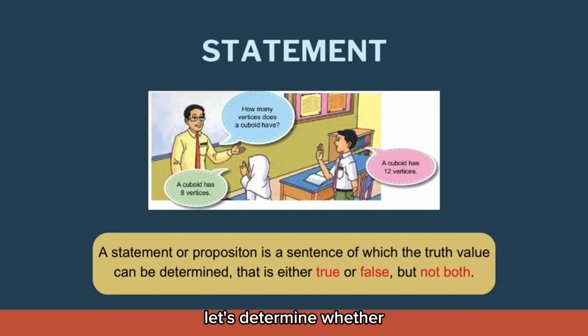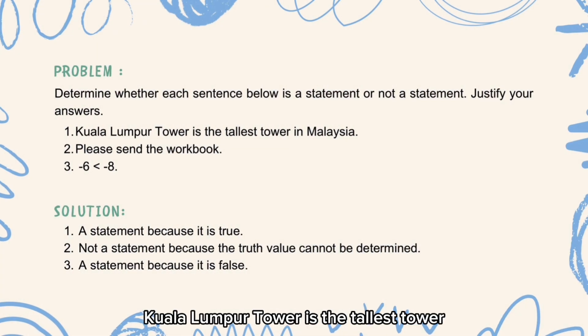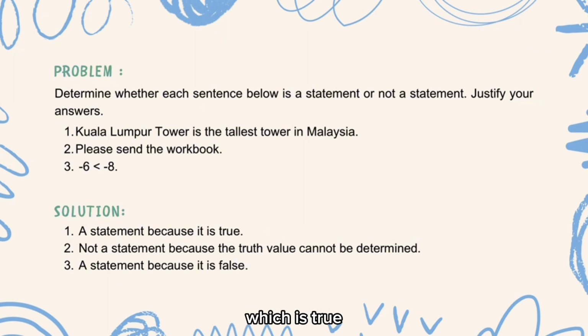Now, let's determine whether each sentence below is a statement or not, and justify your answers. For the first sentence, Kuala Lumpur Tower is the tallest tower in Malaysia. This is a statement because its true value can be determined, which is true. For the second sentence, please send the workbook. Now this is not a statement because it is a command, and its true value cannot be determined. Lastly, for the third sentence, -6 is lesser than -8. This is a statement because its true value can be determined, which is false.